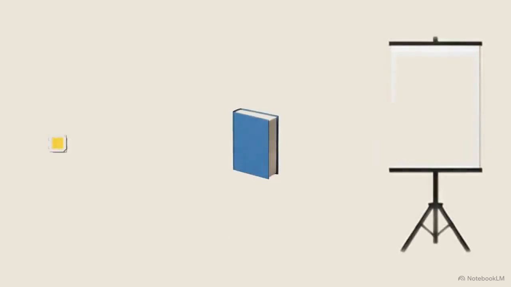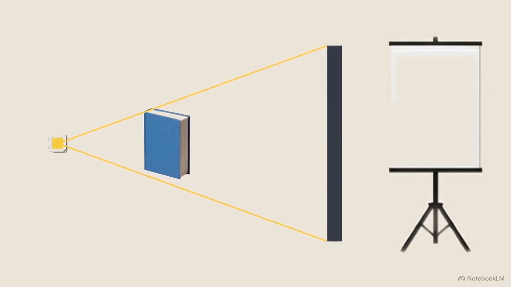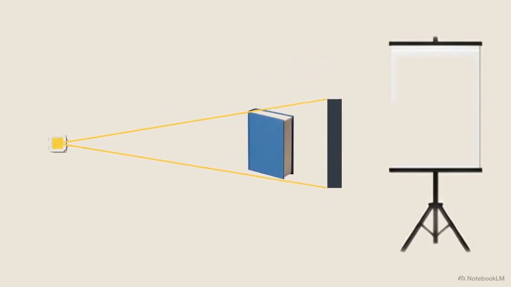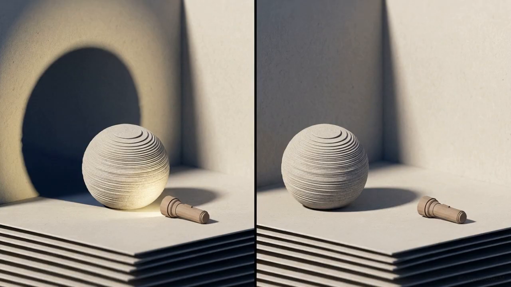The second variable is distance. Yellow rays diverge from a point source, grazing a book to hit the screen. Moving the book closer to the light spreads the rays, expanding the shadow. Moving it away shrinks the shadow to match its physical size. The size of a shadow is a geometric ratio dictated by the object's proximity to the light source.